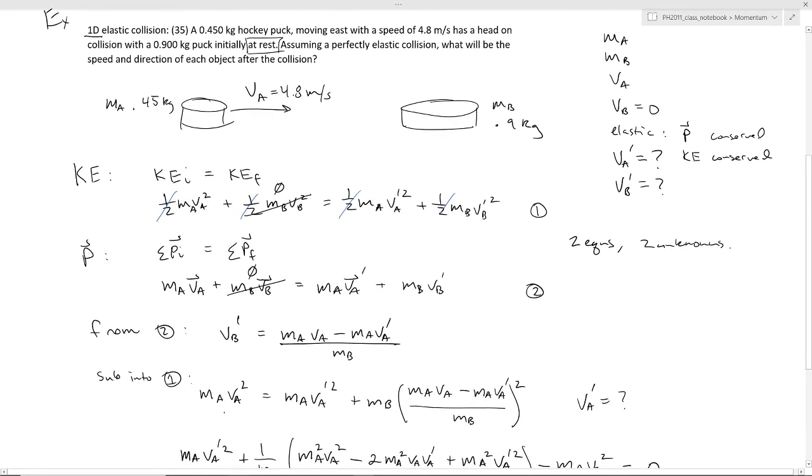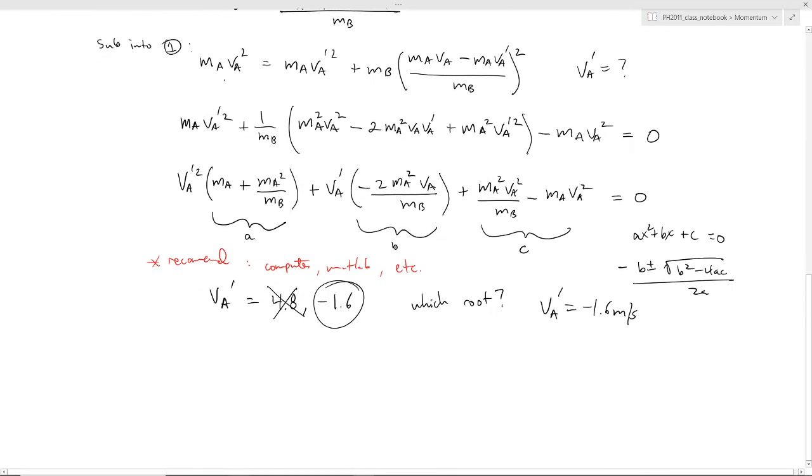Based on the numbers that we had, we can scroll back up to our numbers. Our mass for A was 0.45 kilograms. For B, it was 0.9 kilograms. Our initial velocity for A was 4.8 meters per second, etc. And when we put those numbers into our expression and solve the quadratic, we find that VA prime is negative 1.6 meters per second.